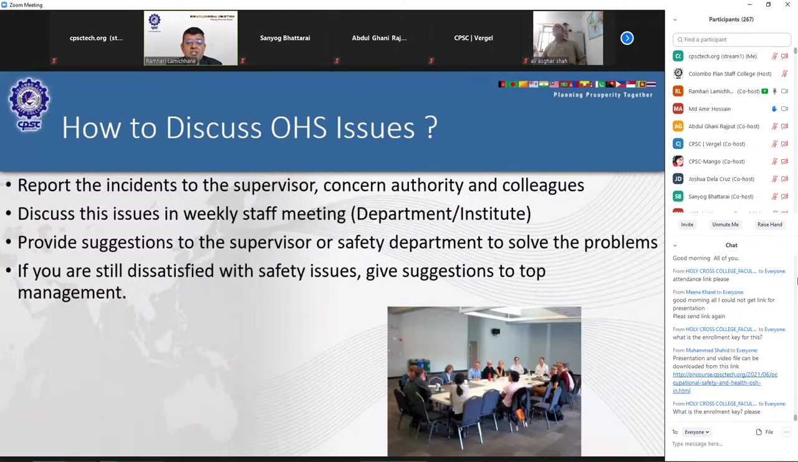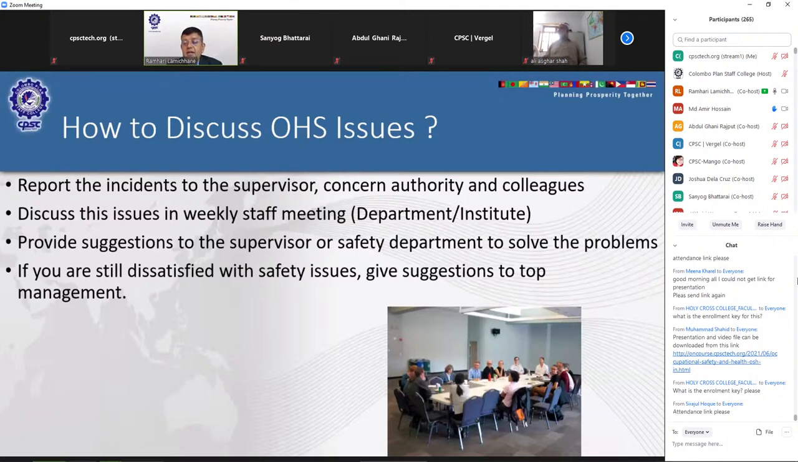So if you are still dissatisfied with the safety issues, give the suggestion to top management. Our duty is to give suggestions to the supervisor or safety department. Even though they did not solve the safety-related problem, if we as staff, employee, or member of the organization are still dissatisfied, then we have to give this suggestion to the top management, the final authority. Then they will take it seriously. So how to discuss occupational health and safety issues? These are the ways we can properly handle these issues, okay?